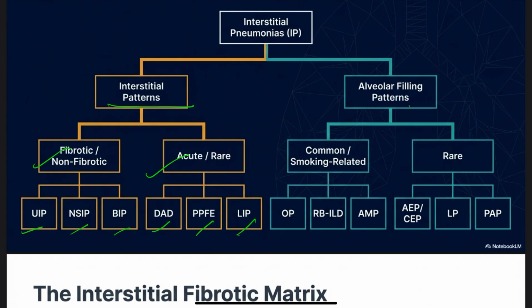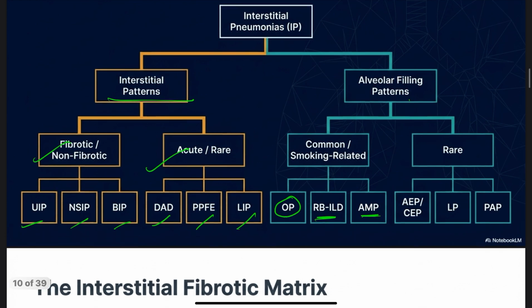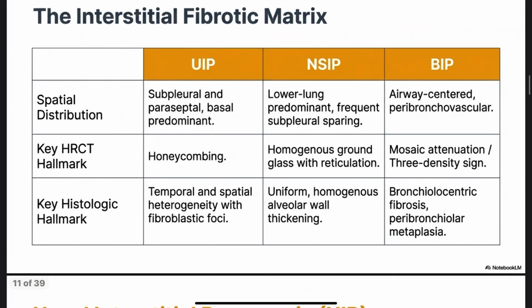In alveolar filling, the common one is organizing pneumonia, and it is not smoking related. Smoking related will be RB-ILD and alveolar macrophagic pneumonitis, that is DIP. And rare ones are eosinophilic pneumonia, lipoid pneumonia and PAP. So we all know the UIP, NSIP and BIP patterns. The key changes are not made.